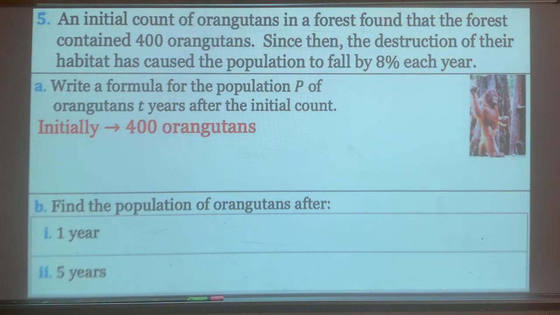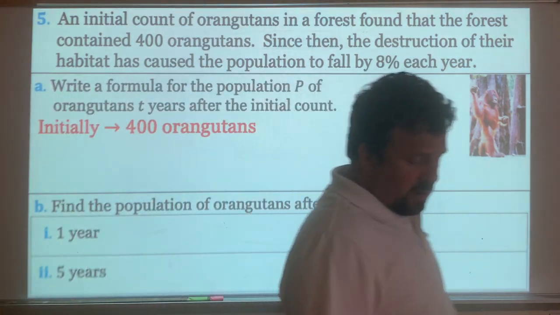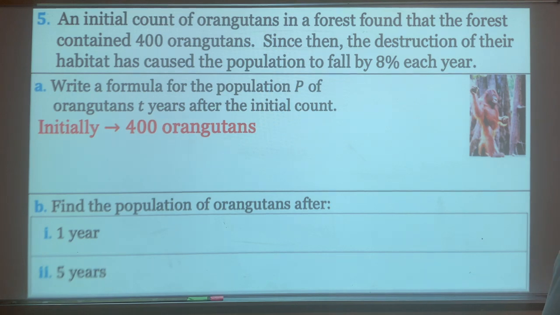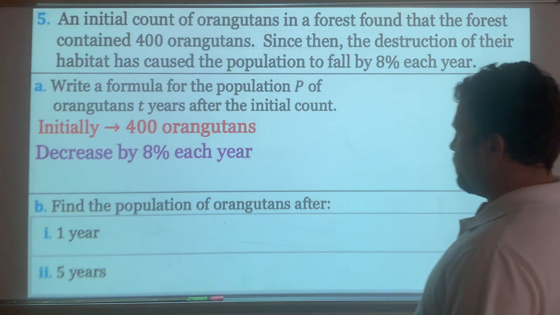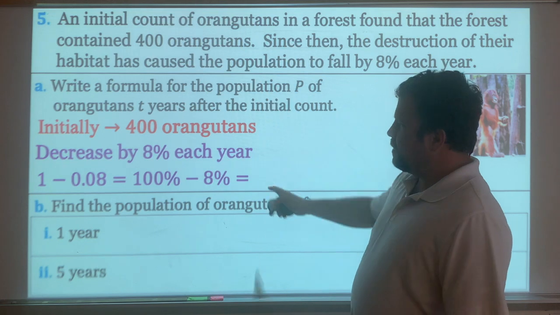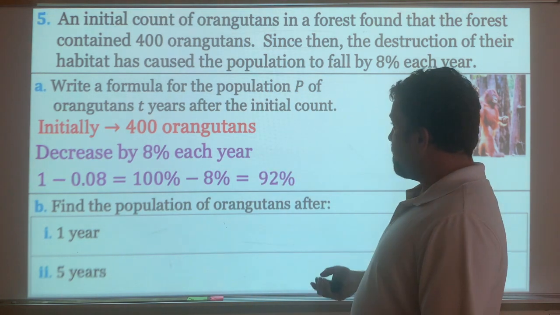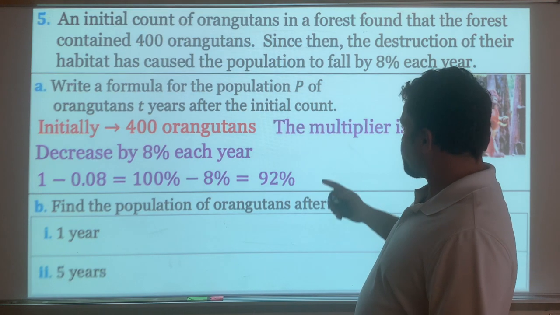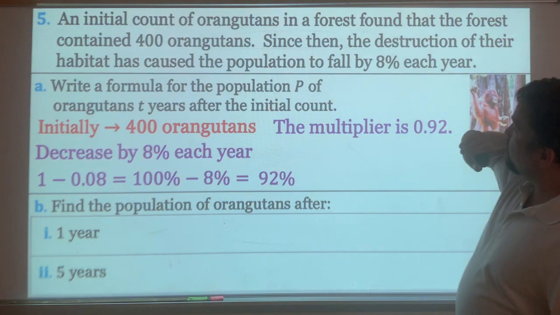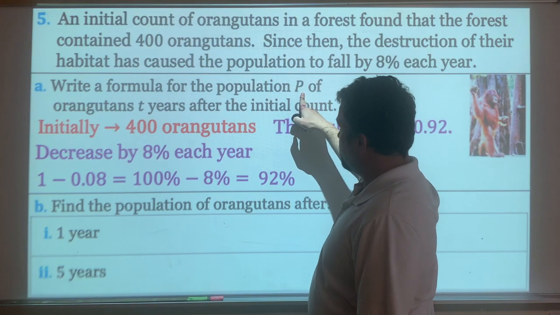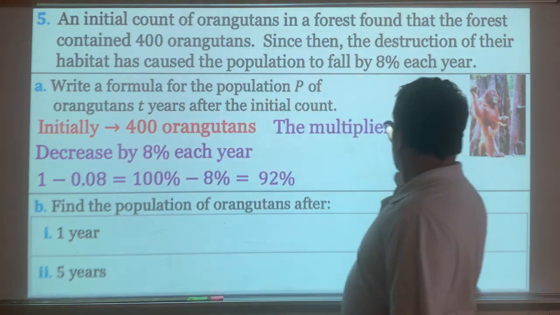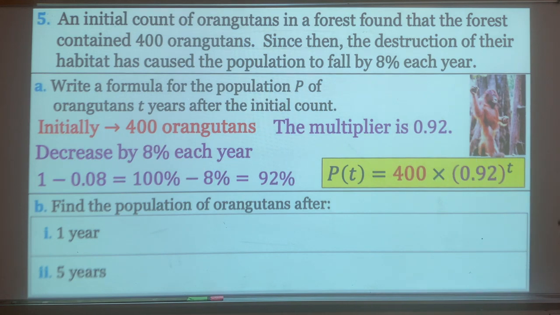Well, it's initially 400 orangutans, right? So that's going to be our initial amount. That's going to be like our K, or C. And then now, what's our multiplier? 400 times, that's a K. What's our A? Well, if it decreases by 8% every year, 100 subtracted by your 8% would be 92%, or 0.92. So using our equation, the multiplier is 0.92. So P of T equals 400 times 0.92 to the T power. So just from these words, you're able to extrapolate an equation. Now you can use it to solve.